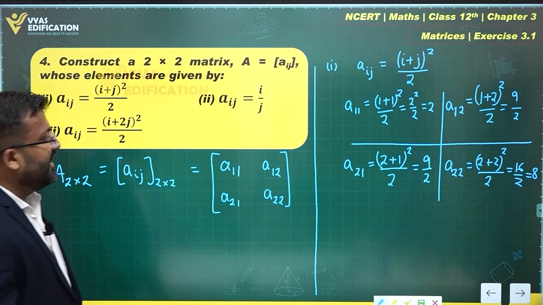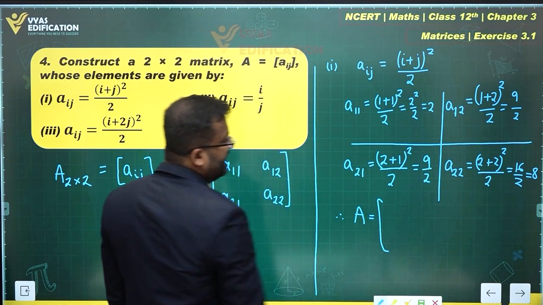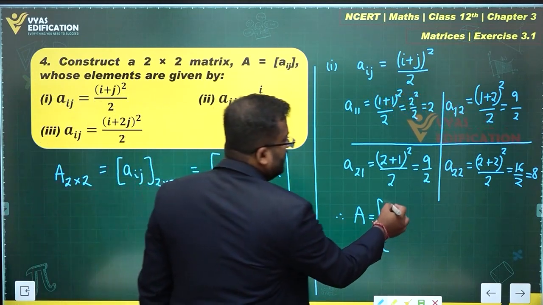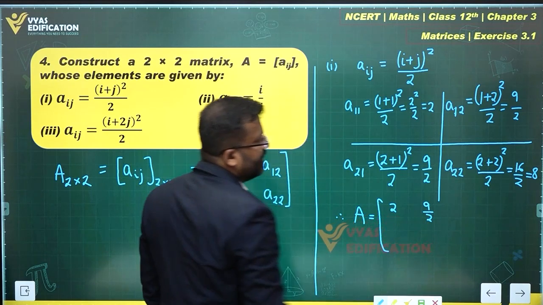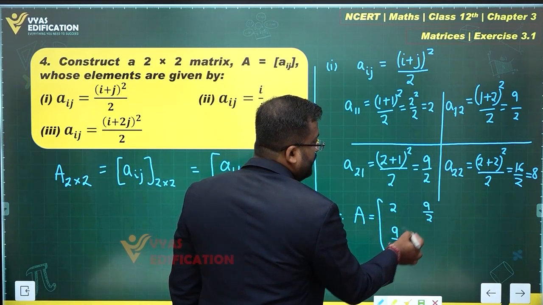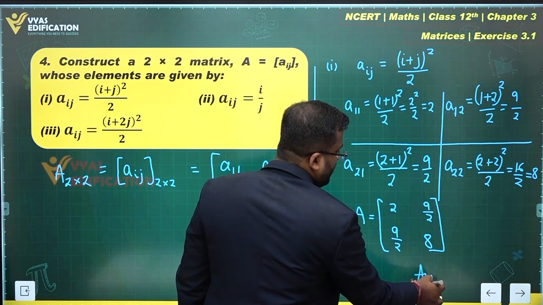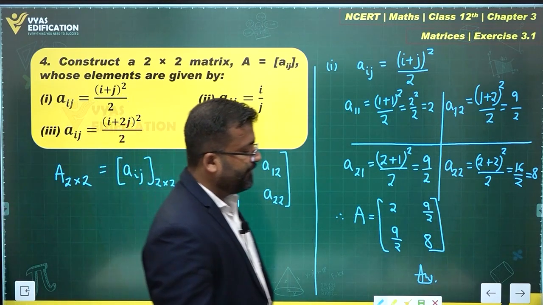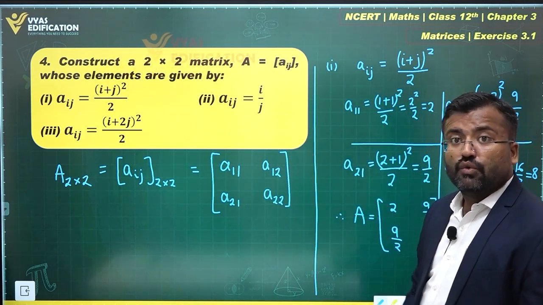Now, do I get my matrix A very easily? Yes. Therefore, matrix A, which is a 2 by 2 matrix, for this particular part would be: A11 is 2, A12 is 9 by 2, A21 is 9 by 2, and A22 is 8. This is my answer for part 1. Let's move ahead and solve part 2.